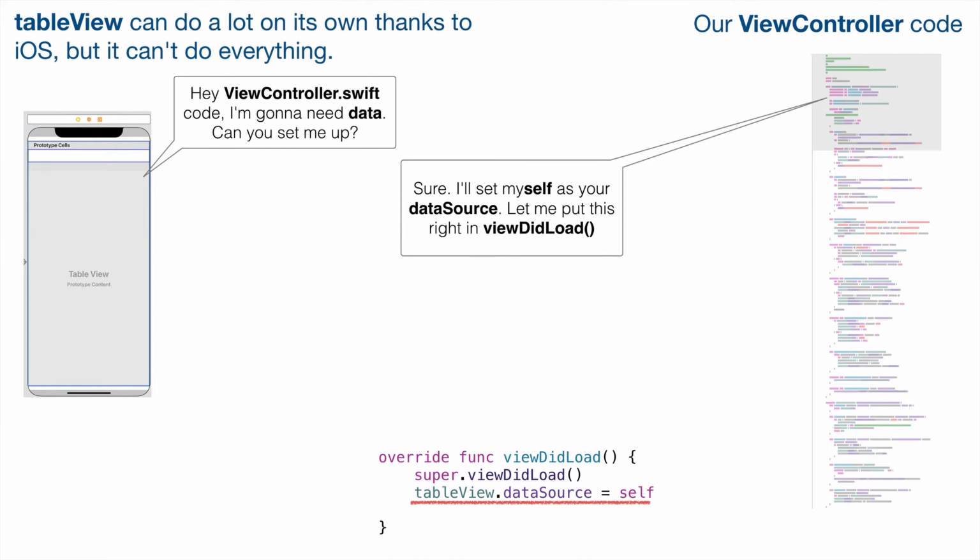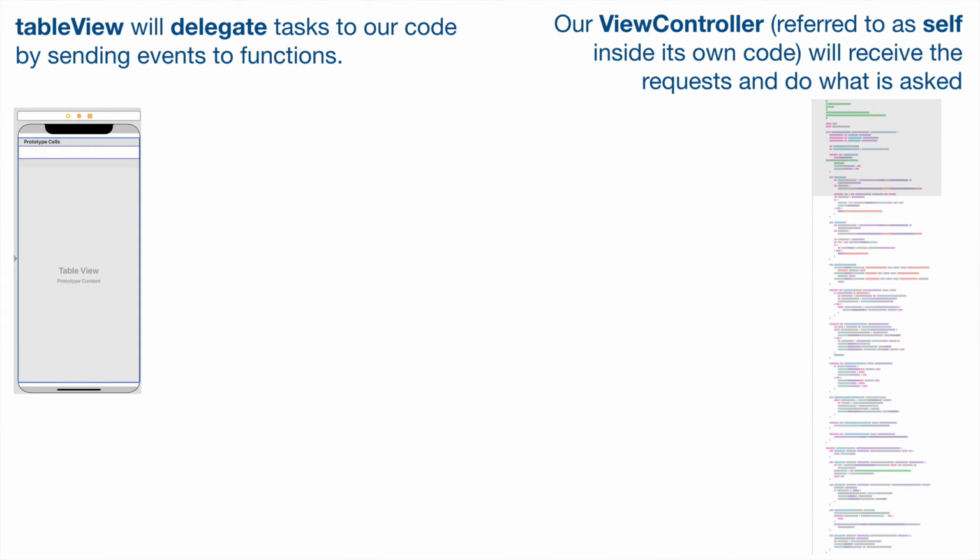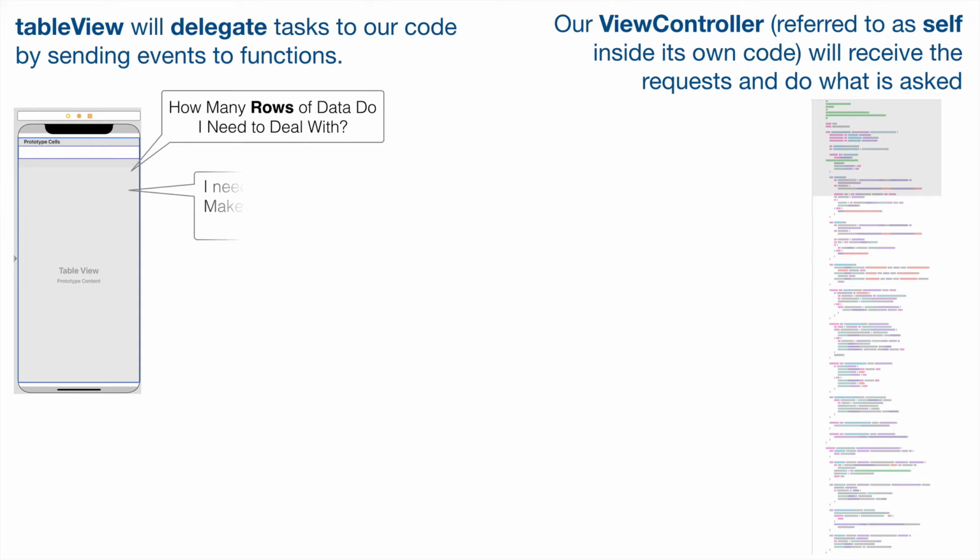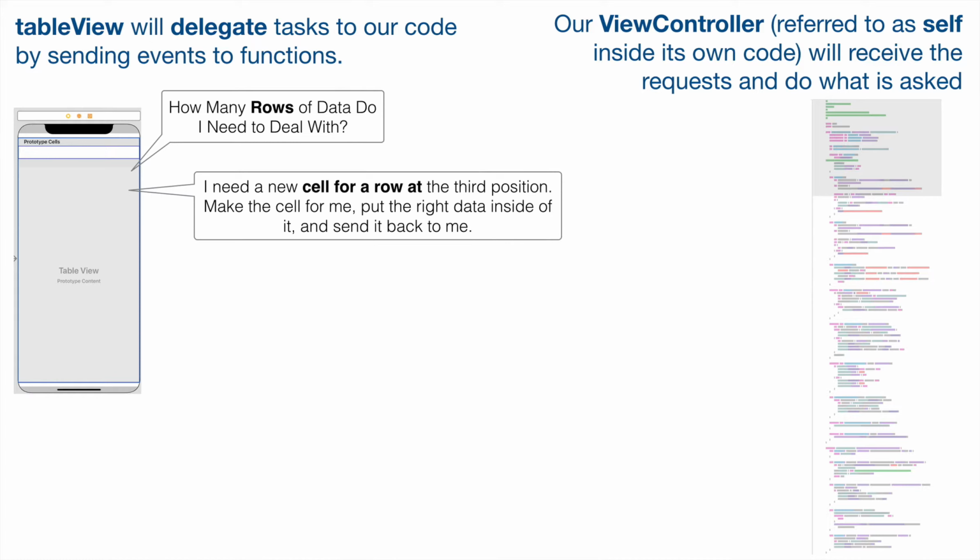Also, the table view is going to need some help for some other stuff. For example, a table view doesn't know how many rows of data exist, so it might send a message back that says, hey, tell me how many rows there are in the data. Also, as the table view lays out these vertically scrolling cells, it's not going to be able to do all that on its own. So it's going to delegate a task to our code and say, hey, create a new cell for me, put the data inside it, and send it back. I'll put it in the scrollable list.